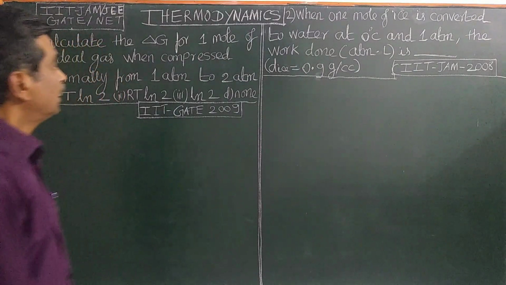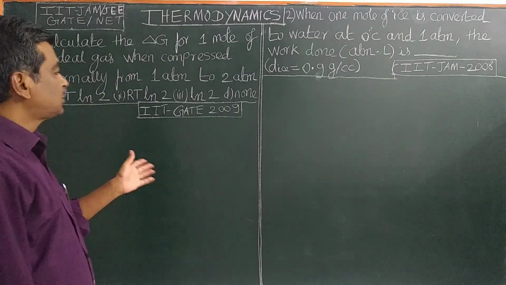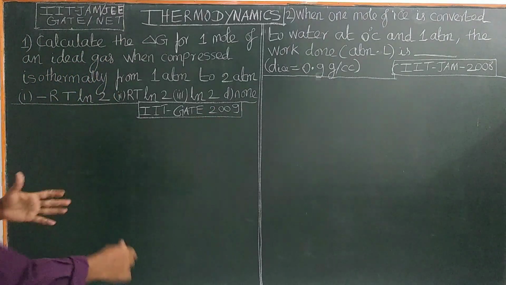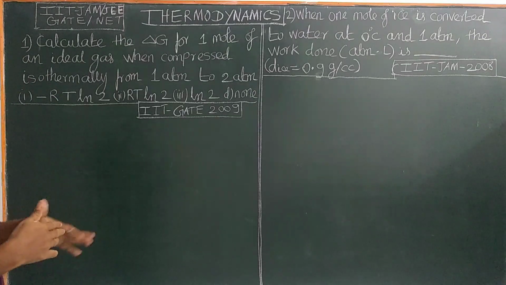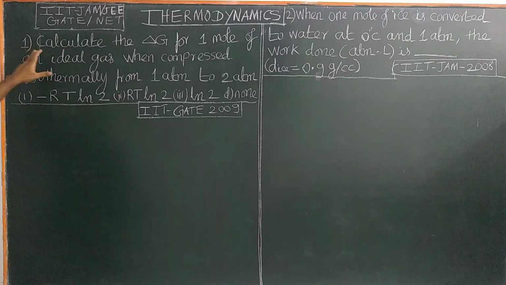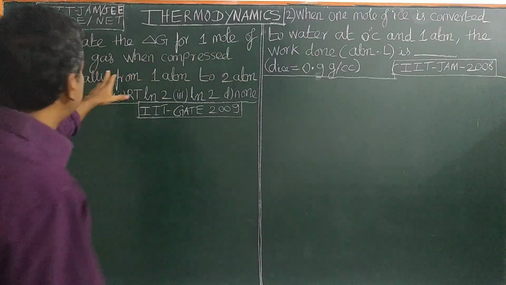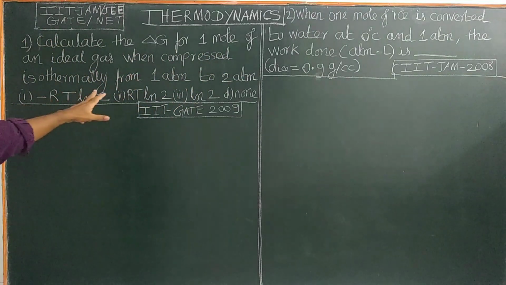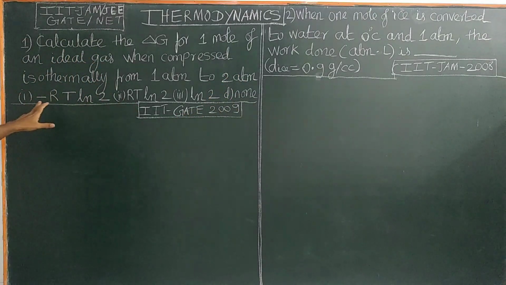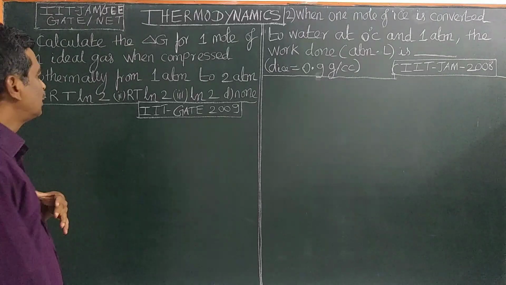Welcome back. In this class, we will solve a few problems asked in IIT GATE, IIT JAM based on isothermal thermodynamic process. For example, calculate the free energy change for 1 mole of an ideal gas when compressed isothermally from 1 atmosphere to 2 atmosphere. That is minus RT. The 4 options are given. You need to write the answer.